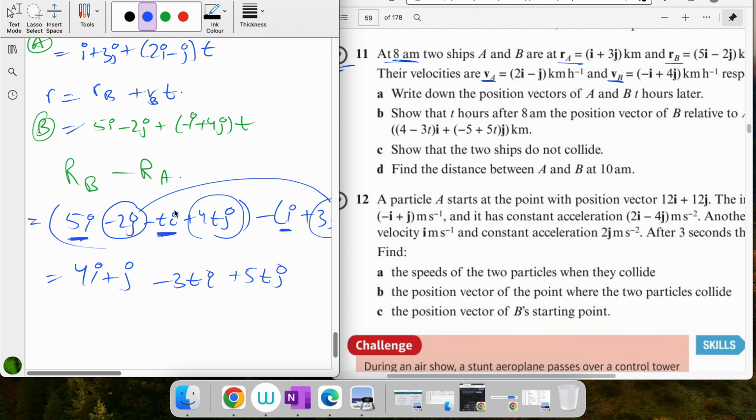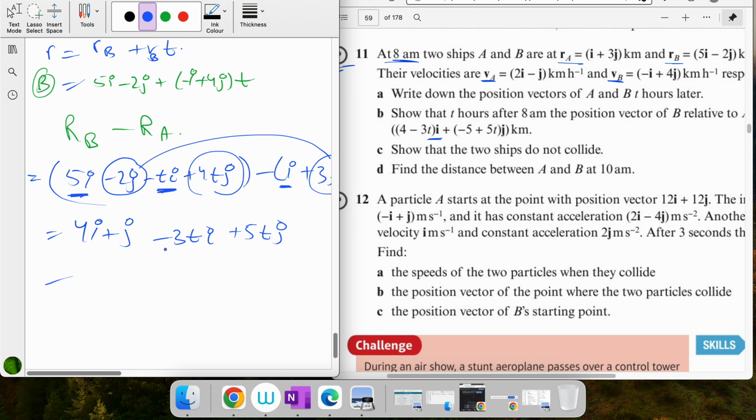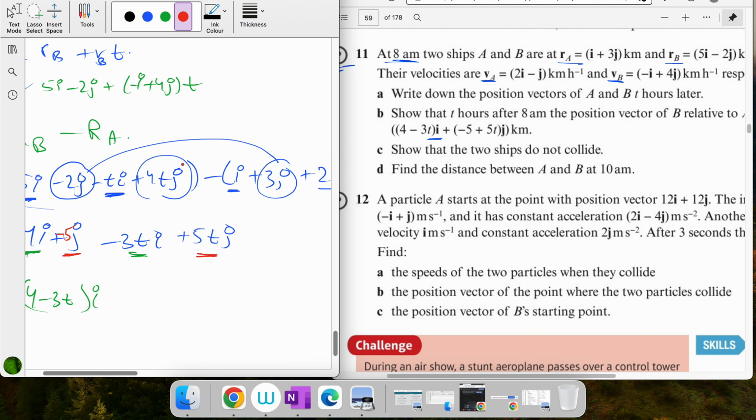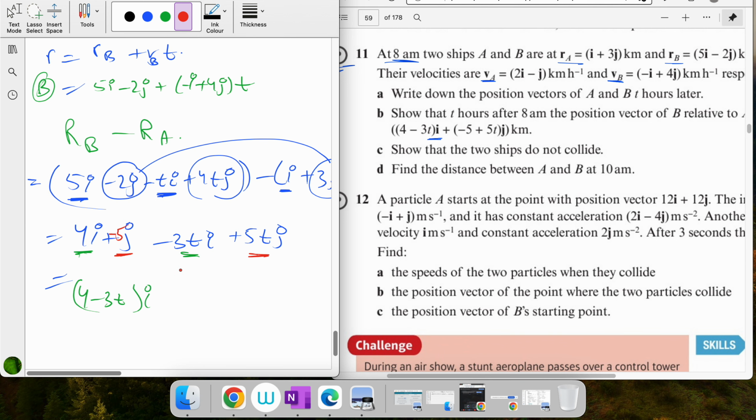And let's compare if we get the same answers. He is making i the subject, so when we bring these two together, this becomes 4 minus 3t in i, and for j we bring these two together, minus 5j, yeah, thank you. So this was minus 2 and minus 3, so minus 5.